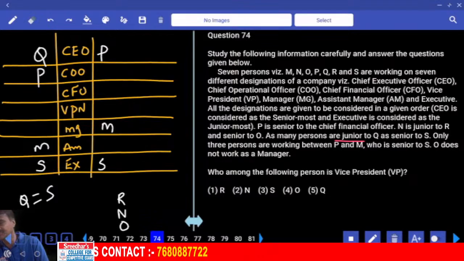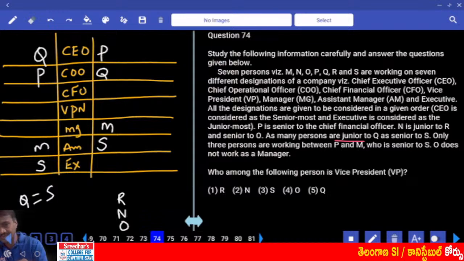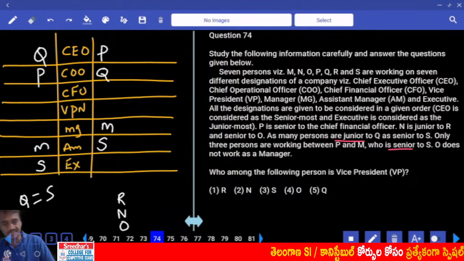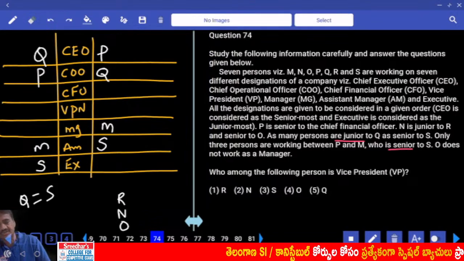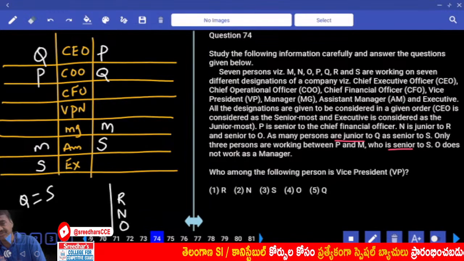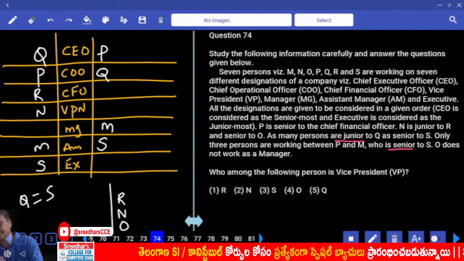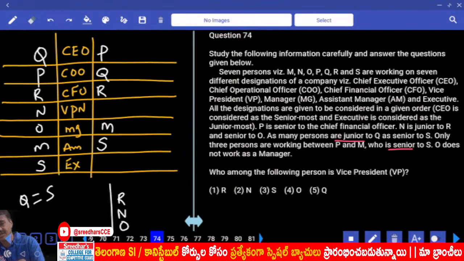Can we have S at this place? If S is here, P and Q must be in the same place, which is not possible. Hence where should this S be? S is assistant manager. Then who is this Q? Chief operating officer. And M is senior to S. O does not work as a manager. The remaining 3 persons must be in the same order, R and O, and similarly here again, R and O.